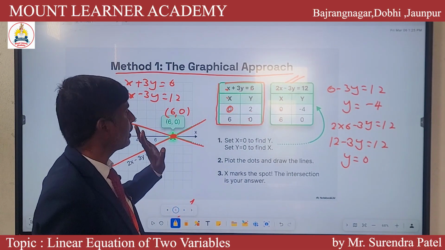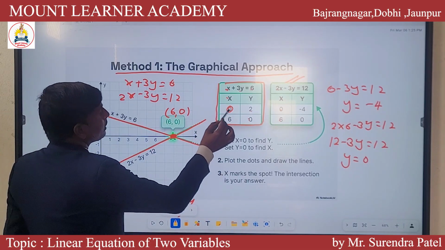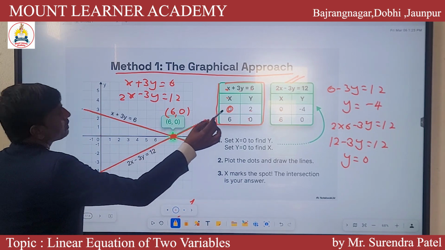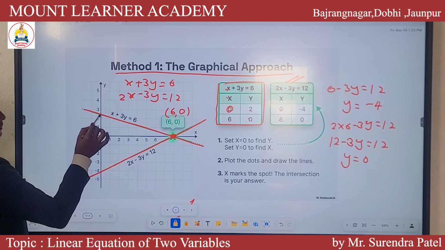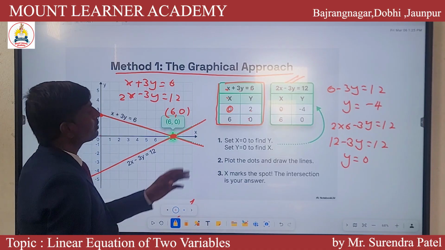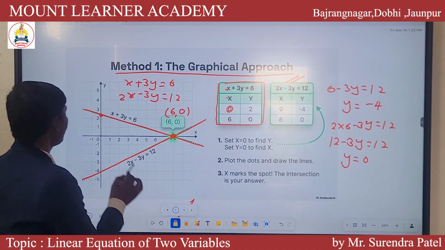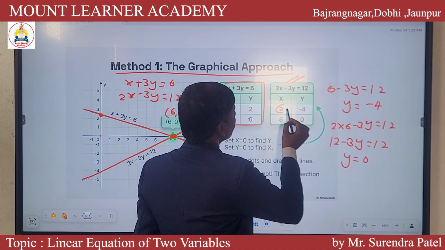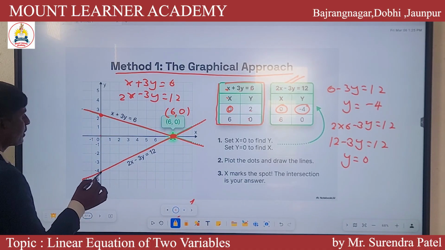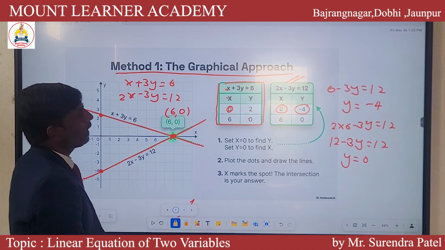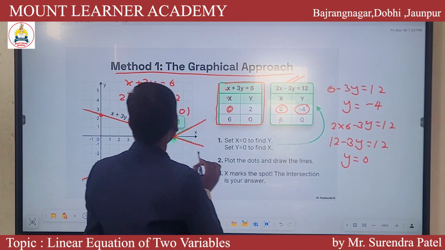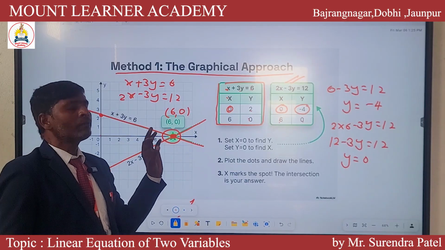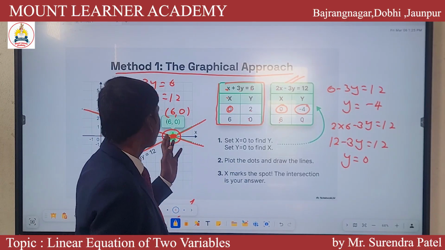So the table is complete. We consider x is equal to 0, then we get y is equal to 2. Then where is the point? x is equal to 0 means the origin, and y is equal to 2 on the y-axis. Next, x is equal to 6 and y is equal to 0, this point. And again we plot the point x is equal to 0, y is equal to minus 4. And we take the other point 6 comma 0. Then we draw the line and we get the point 6 comma 0 where the lines intersect each other. So this is the solution.